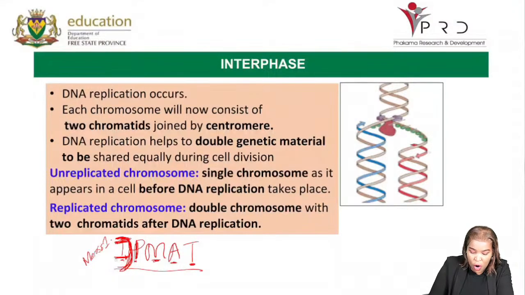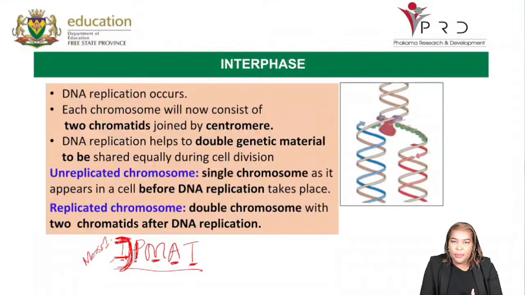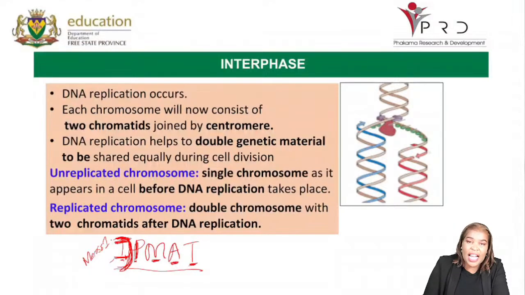Then what do they stand for? I stands for interphase. P stands for prophase. M stands for metaphase. A stands for anaphase. Then T stands for telophase. It does not end there. You need to know what is happening in each of these phases. So let's start with the first one, which I said only occurs in meiosis 1, which is interphase.